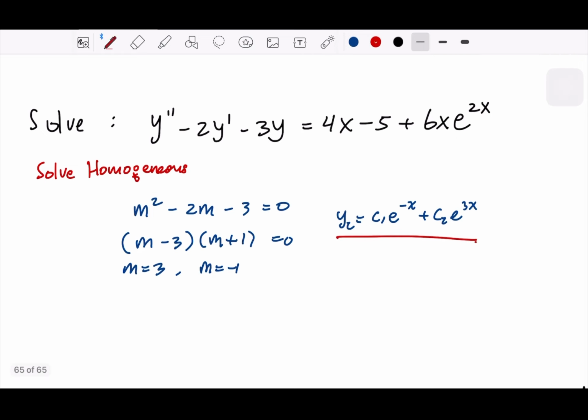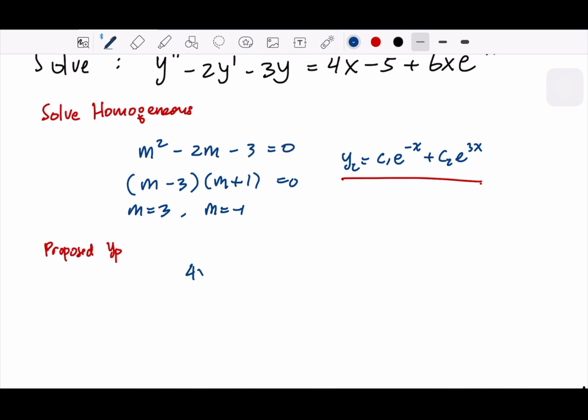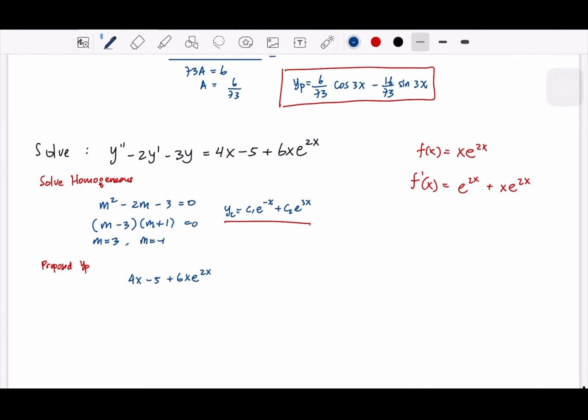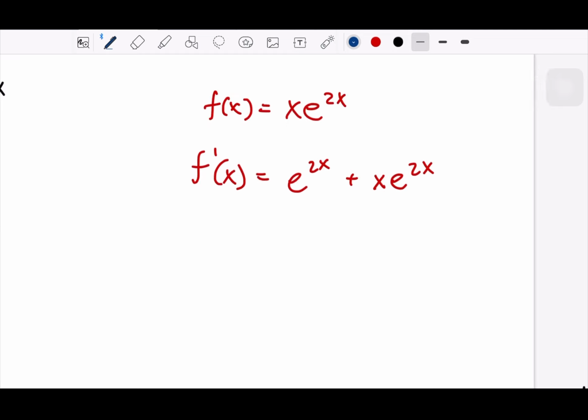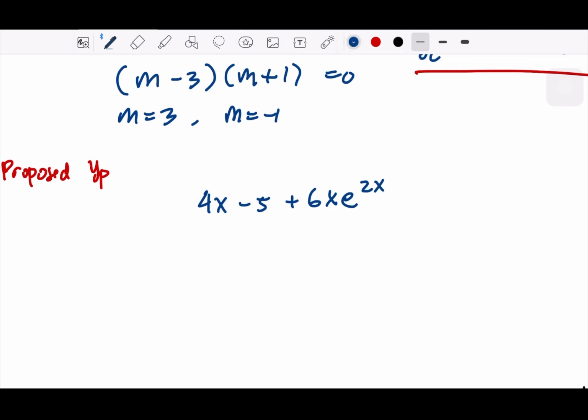So secondly, propose yp. So let me give you the 4x minus 5 plus 6x e 2x. I think I need to have 2 here, right? Okay, forgot. Okay, now this part is a linear, just a normal linear equation. This part is the exponent. Or linear, we can say also polynomial with degree 1.